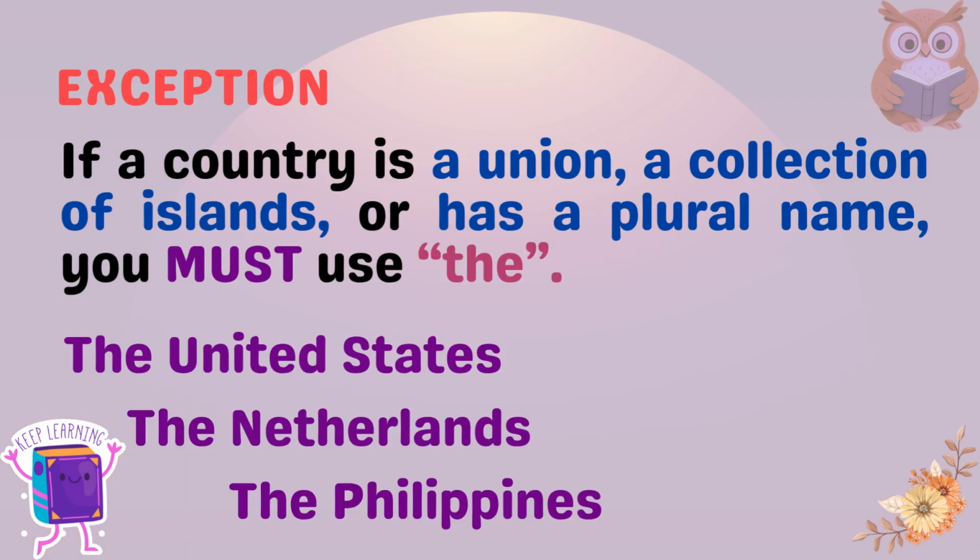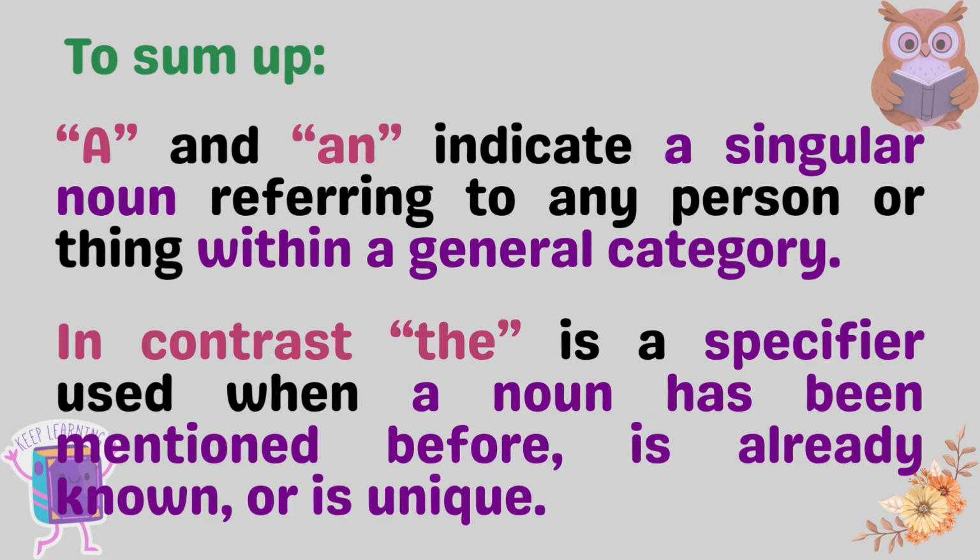Exception. If a country is a union, a collection of islands, or has a plural name, you must use the: the United States, the Netherlands, the Philippines. To sum up, a and an indicate a singular noun referring to any person or thing within a general category, a non-specific item. In contrast, the is a specifier used when a noun has been mentioned before, is already known to the listener, or is entirely unique.